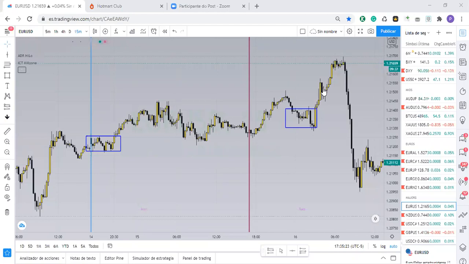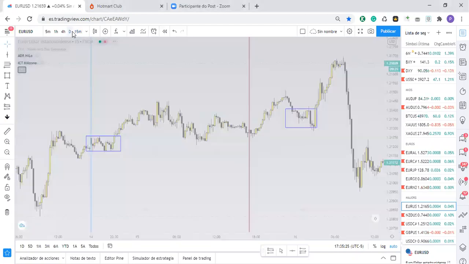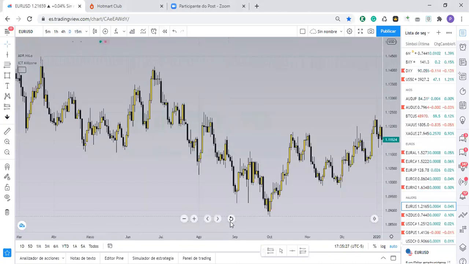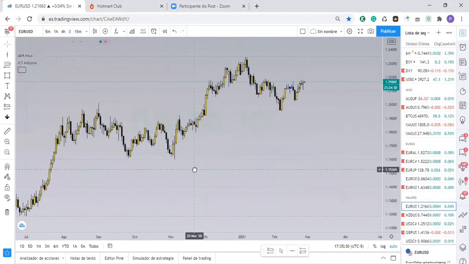Which one is stronger? Of course, bigger time frames are stronger. Bigger time frames are the ones that tell you.